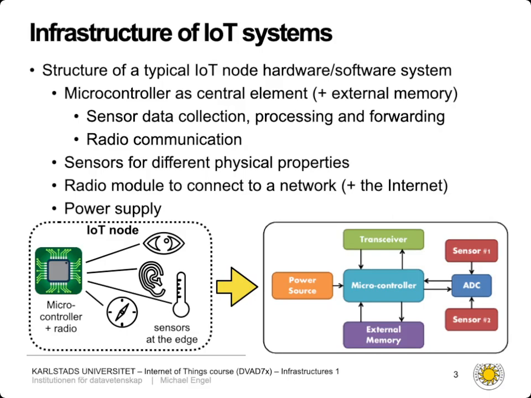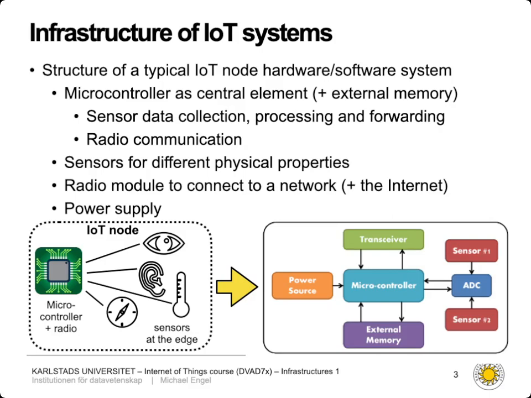So here we can see on the left-hand side a very abstract structure of an IoT node that we've seen on the previous slide already. So this is supposed to say that we have a number of sensors, like this eye should represent a camera sensor, the ear should represent a microphone, we have a thermostat and a compass for a magnetic sensor here. And all these sensors are somehow connected to a microcontroller, and this microcontroller in turn also has some sort of wireless radio usually to talk to a router and to the internet.